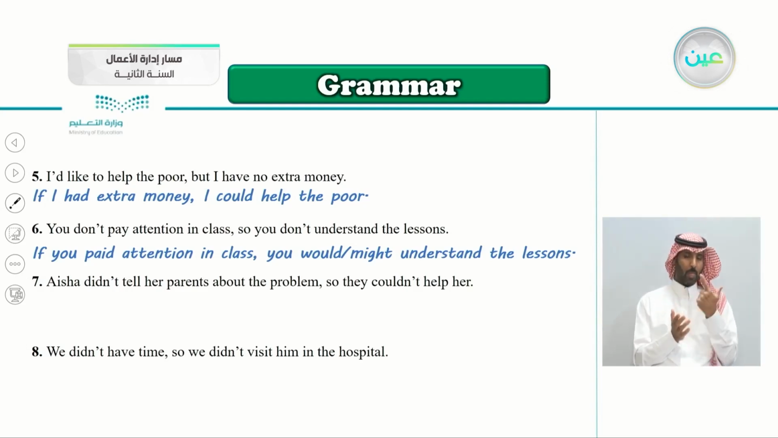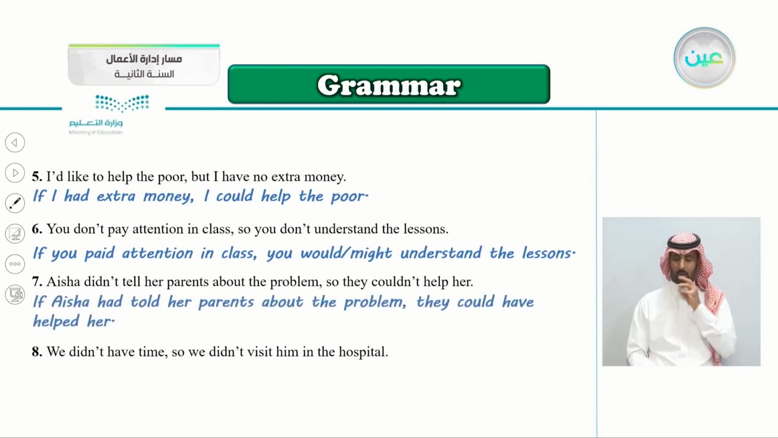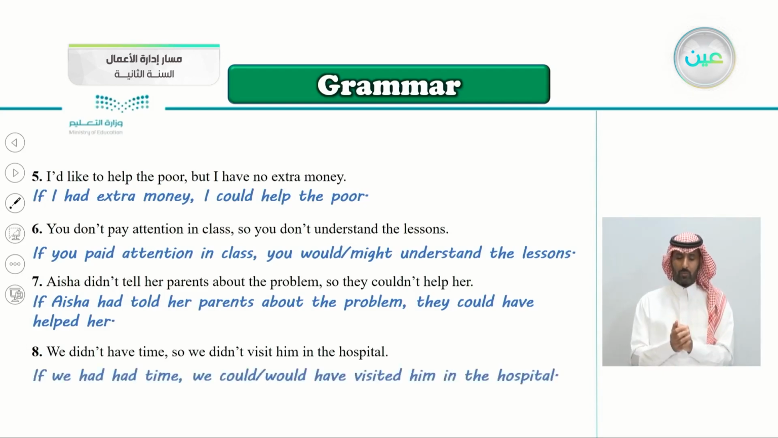Number 7, Aisha didn't tell her parents about the problem, so they couldn't help her. Aisha didn't, past here, tell her parents about the problem. Very good. If Aisha had told, past perfect, her parents about the problem, they could have helped her. Excellent. Number 8, we didn't have time, so we didn't visit him in the hospital. We didn't have time, past. So the answer would be, if we had had time, we could or we would have visited him in the hospital.